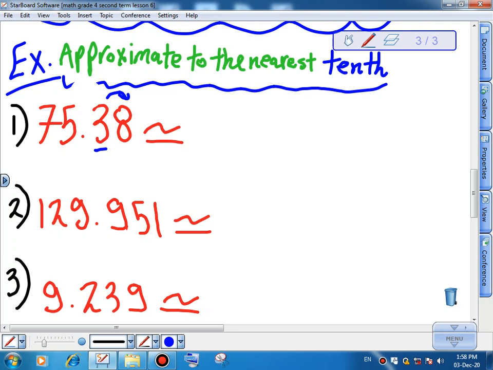It will be 8. The hundredth place here is 8. Is 8 a weak or strong number? It is greater than 5, so it is a strong number. Just add 1 to 3, so 3 will be 2. What about 8? We cancel it, and the whole part will be the same. The whole part will never change. Next one.